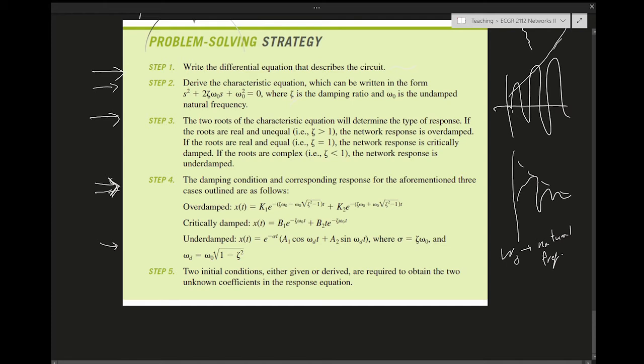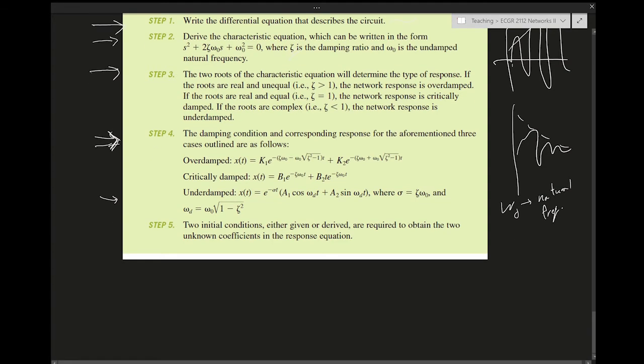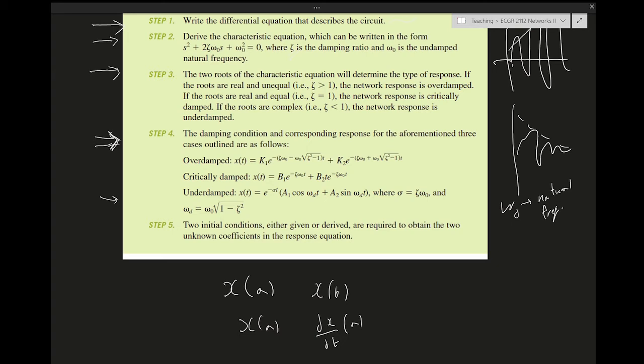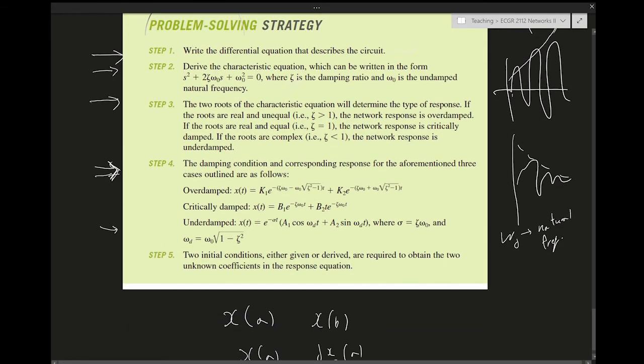And then finally, we need to find the constants. Because this is a second order equation, we need to apply two initial conditions. Those two initial conditions could be either the variable x at 2 points in time, at xa and xb, or we take x at a and dx by dt at a. So any two initial conditions, whether the value at a point and the slope at a point, or the value at 2 points, is enough for us to completely determine the two constants k1, k2, b1, b2, or a1 and a2.